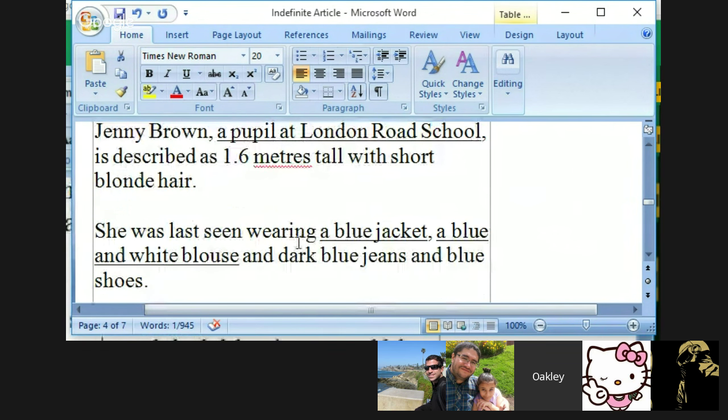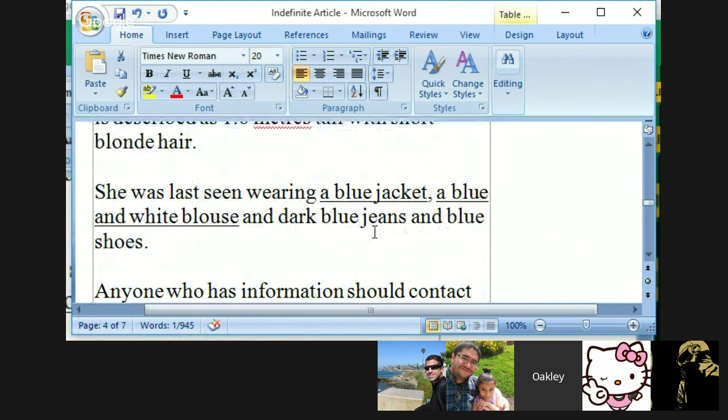She was last seen wearing a blue jacket, a blue and white blouse, and dark jeans and blue shoes. Notice a blue jacket, 3 jackets, a blouse, 3 blouses, dark blue jeans. I can't say 3 jeans, and that's why there's no article here. Jeans, shoes, uncountable. If I want to count them, I have to say a pair of jeans or a pair of shoes.